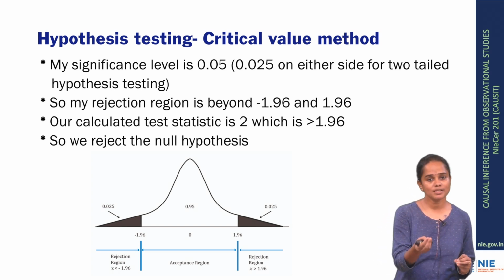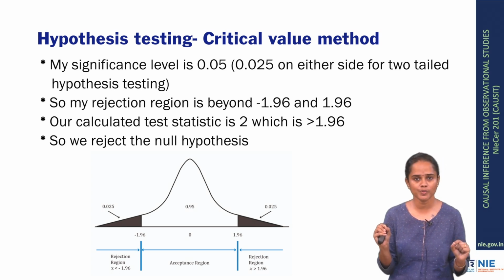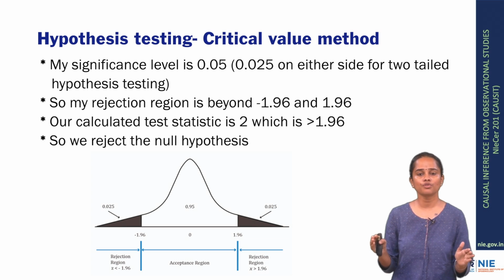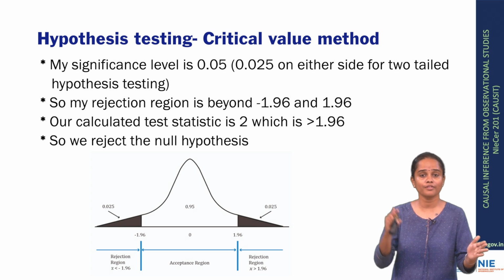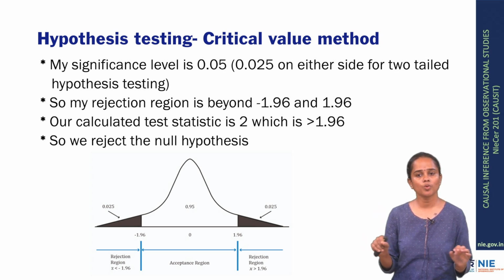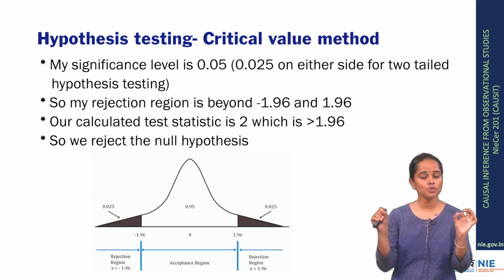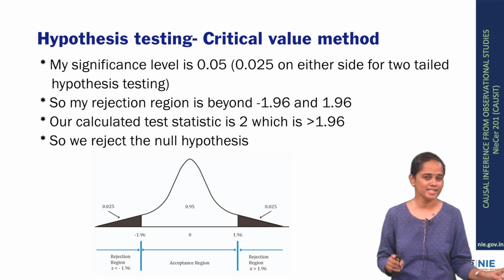So, I'm looking at this particular distribution and I identify the limits of values. Say alpha of 0.05, because I'm using a two-sided test, gets split as 0.025 on either side of the distribution, and I make note of the critical value on the x-axis that is consistent with this significance level. Now, I look at my test statistic.